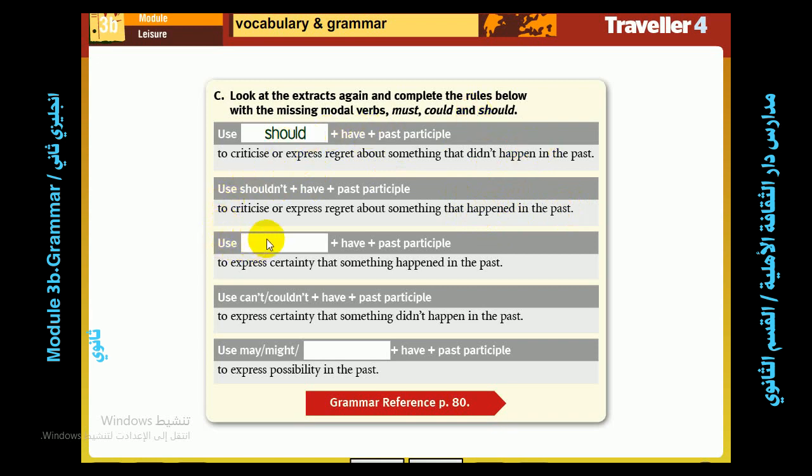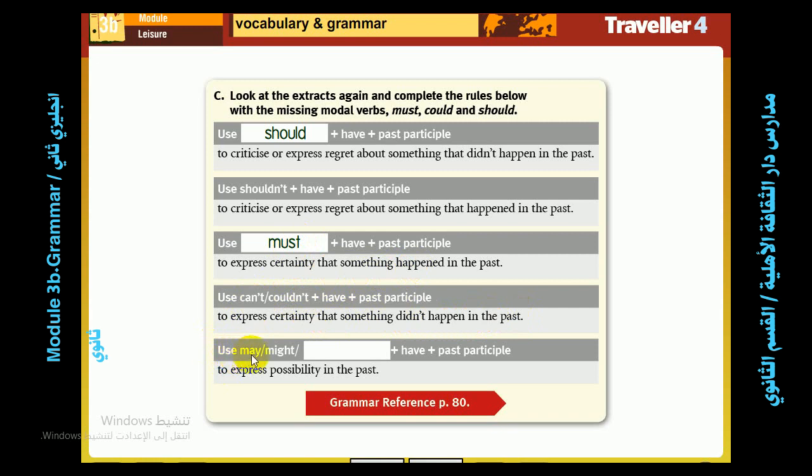Use must plus have plus past participle to express certainty that something happened in the past. So in this form, I am giving a positive deduction using the word must. Use can't or couldn't plus have plus past participle to express certainty that something didn't happen in the past. So I'm sure that this thing didn't happen. But with must, I'm sure that this thing happened in the past.